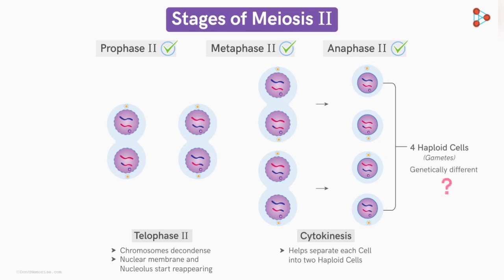And why is that so? Genetic difference mainly occurs due to recombination between the chromosomes, which takes place during meiosis 1. And with this, we come to an end with the concept of meiosis.